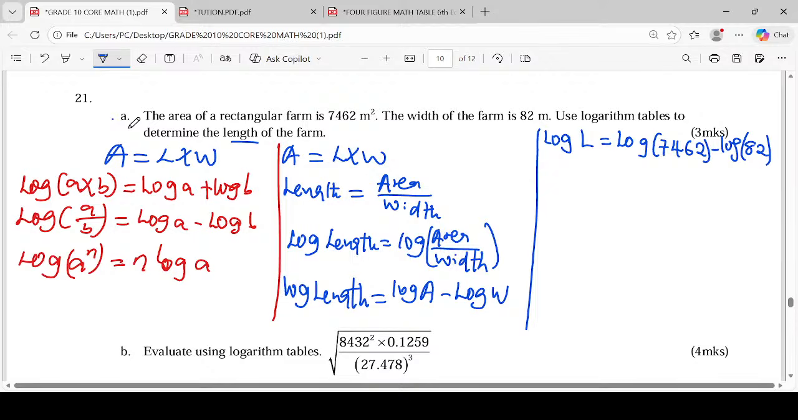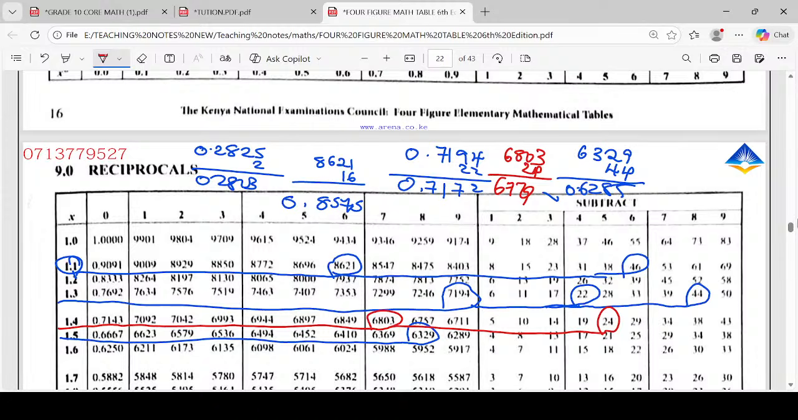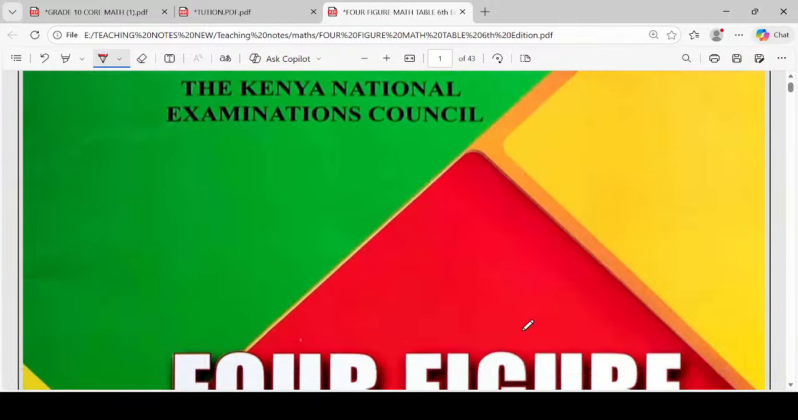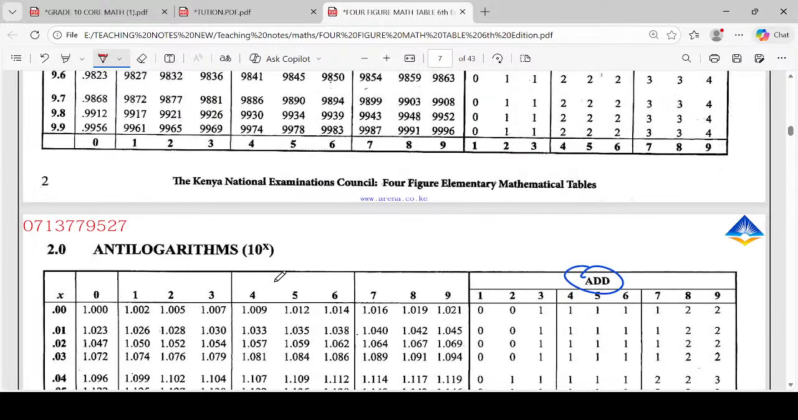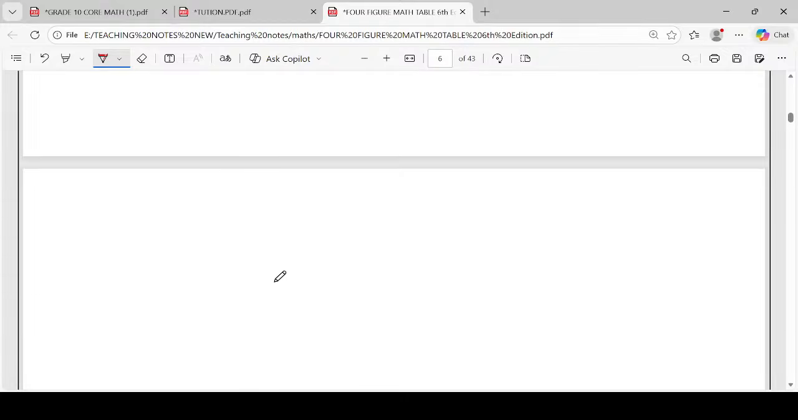What I want you to understand is this, that log L now will be given by this will now become, let me take you to the logarithm tables. I want to take you to the logarithm tables, and I'm going to show you in a very simple way exactly what is required of you as a learner in such questions.